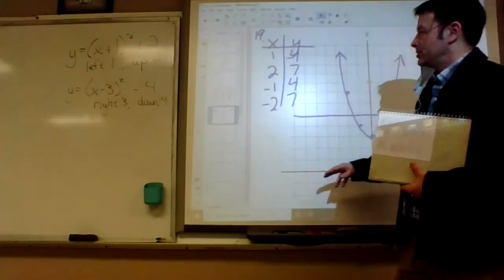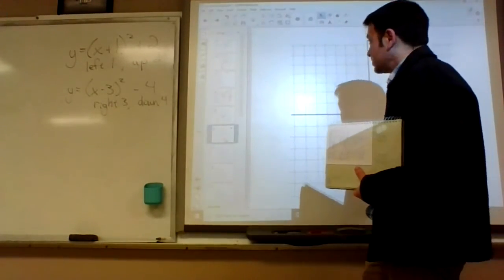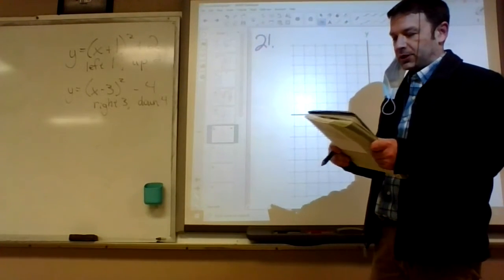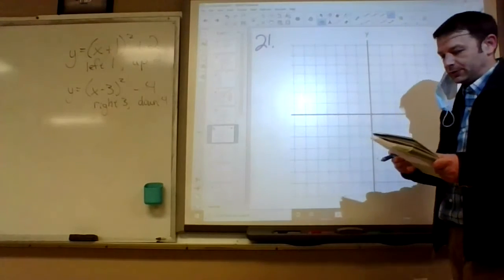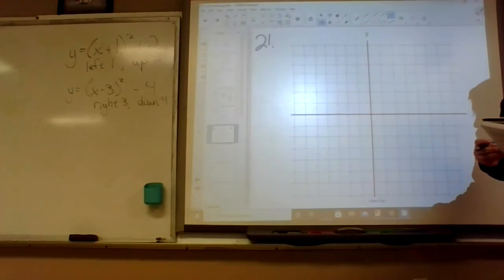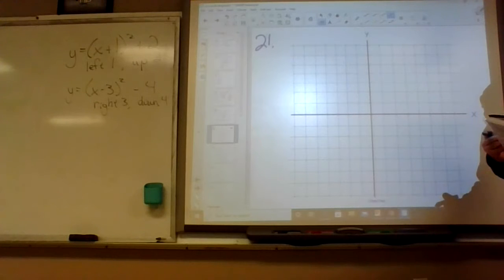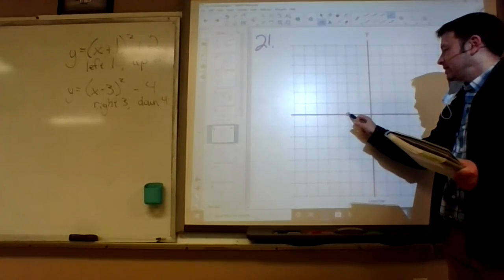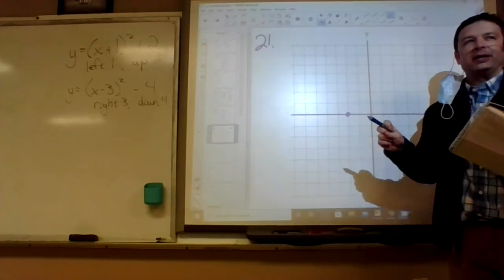Alright, anyway, we'll do another one. So 21. We have 2 more. What's the graph on 21? Where's it going to move to? I think that's left. Left 2. Yes, left 2. What shape is this going to take?